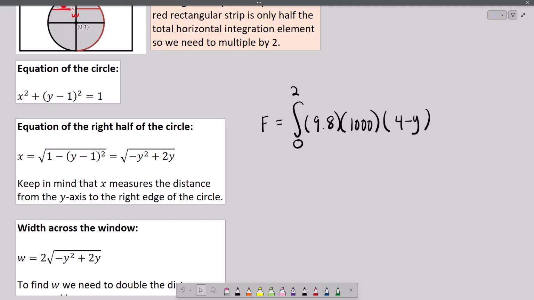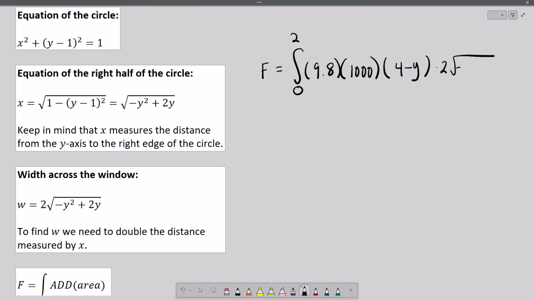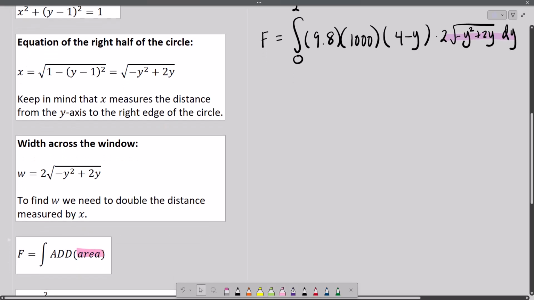Force per unit area. Now we have to put area here. Area is the width of the strip times the thickness of the strip, which really boils down to just the width because dy is automatic. So we found our width right here. So there's 2 times the square root of negative y squared plus 2y, and then dy. So there is the area of the strip. And if we pull out our constants, we'll get that 9,800. We get a multiplication by 2.